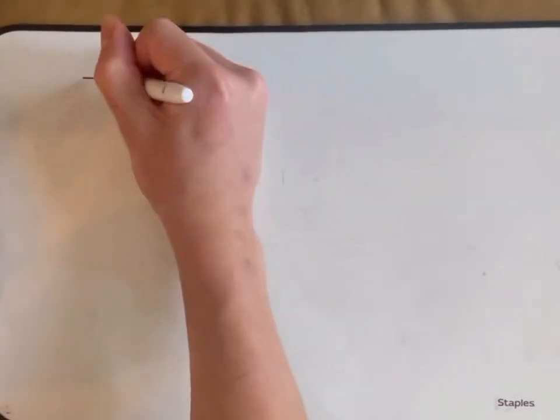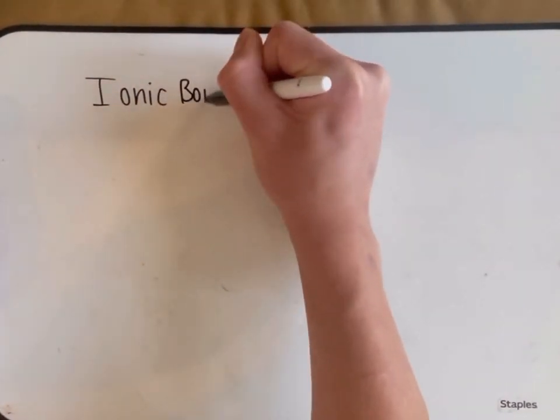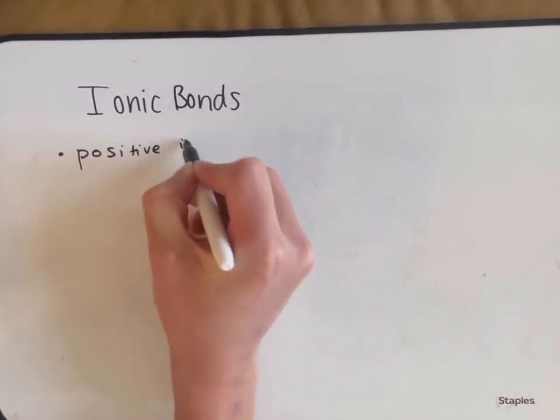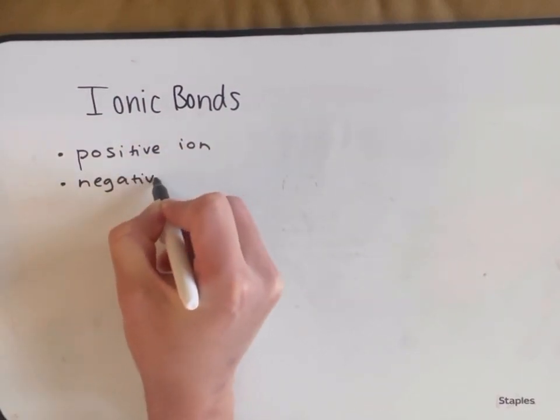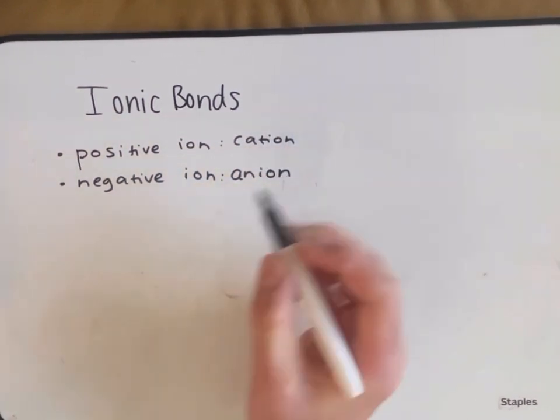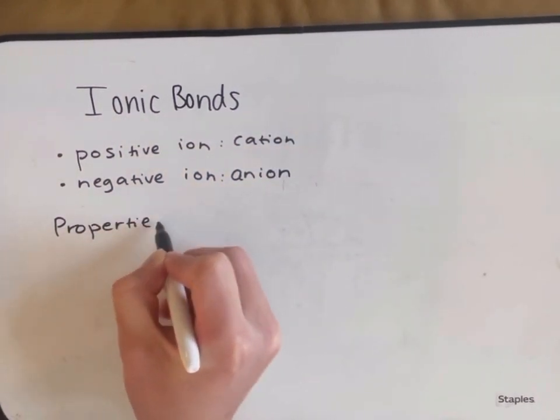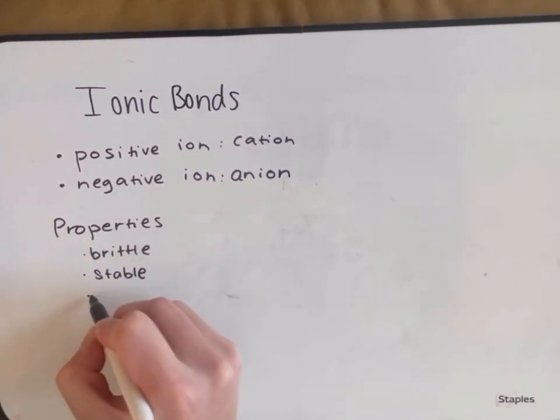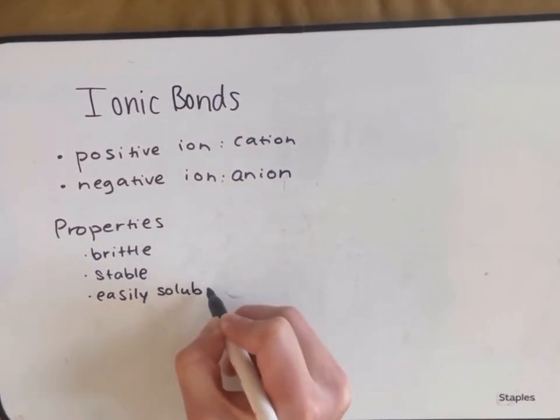So when we're talking about ionic bonds, we're going to have to be focusing on a couple things. First off, there's going to be positive ions and negative ions. The positive ions are called cations, and the negative ions are called anions. Their properties are brittle, stable, and they're easily soluble, particularly in water.